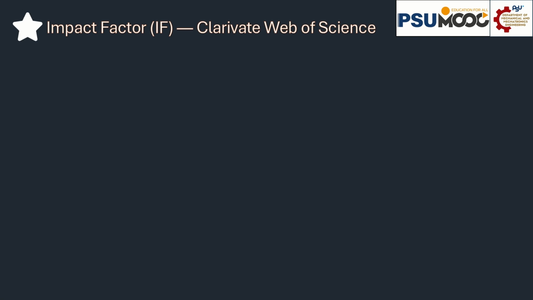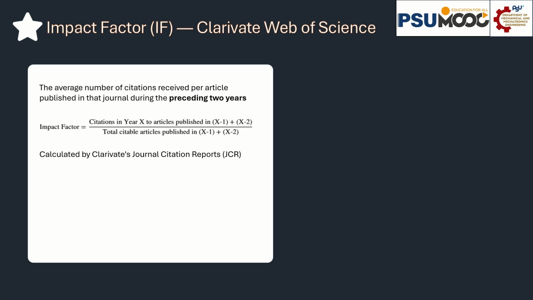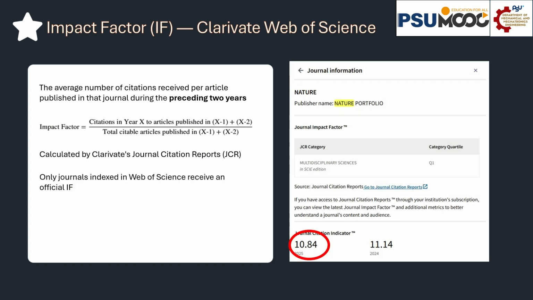The impact factor, or IF, represents the average number of citations received per article published in that journal during the previous 2 years. The exact equation used for calculation is shown here. It shows that the total current year citations of articles from previous 2 years divided by total articles published in those 2 years provides the impact factor. The data used for this calculation comes from Clarivate's Journal Citation Reports or JCR. Only journals indexed in Web of Science receive an official impact factor rating.